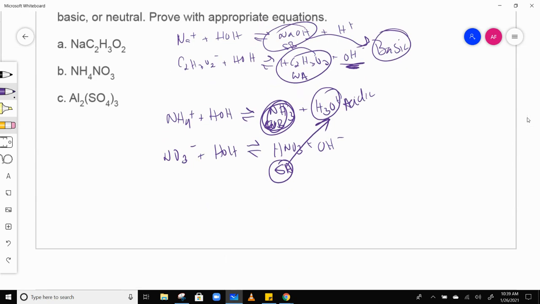Okay, and then the last one, Al2(SO4)3. Oh, why did I write the whole thing? So again, I don't really worry too much about balancing these at the moment. So Al, come on.